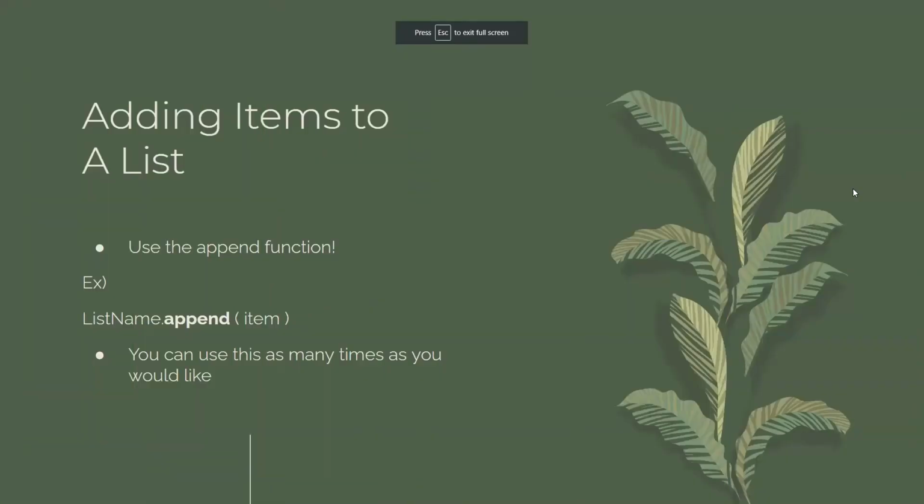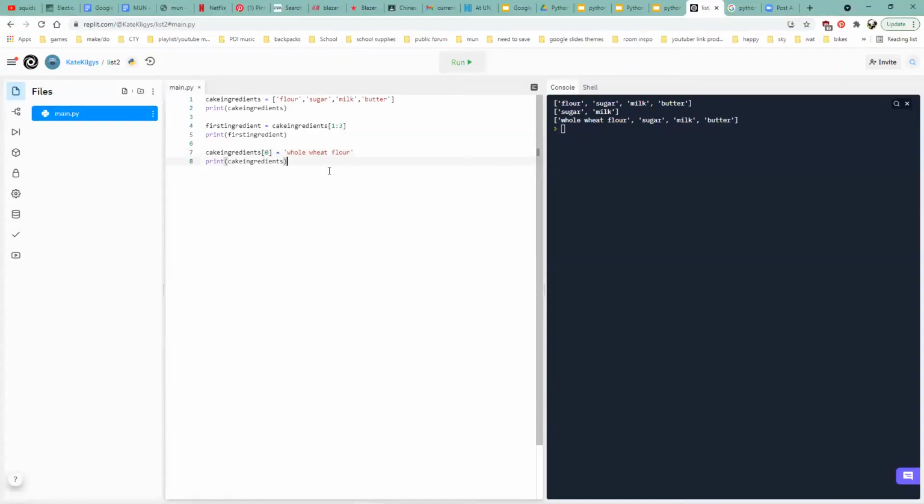We have adding items to a list. So we use the append function. Here's the example: list name dot append, and you put the item inside. You can use this as many times as you would like, adding on infinitely to your list. So an example here would be if I wanted to add something else to my cake, for example, cake_ingredients.